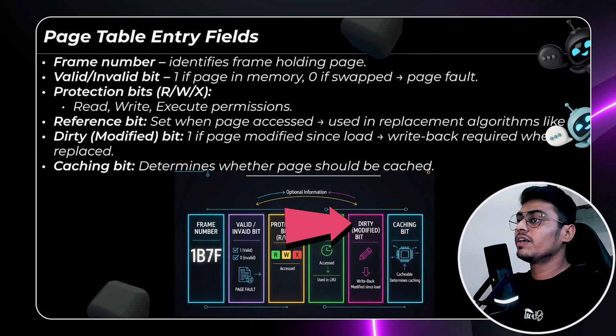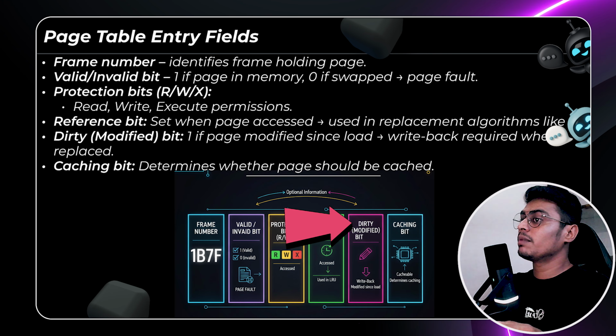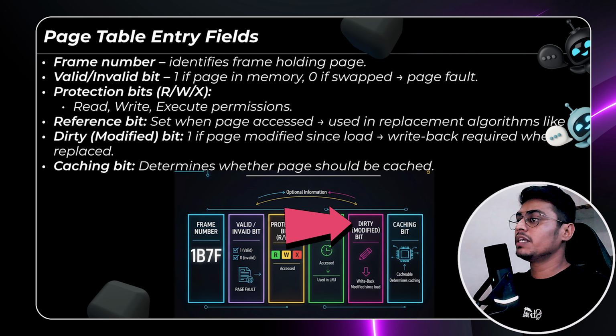This bit indicates whether the page has been modified since it was loaded into memory. When a page is first loaded, this bit is 0. If the CPU writes to the page, this bit is set to 1. This information is crucial when the page needs to be swapped out. If the dirty bit is 0, we don't need to write the page back to secondary storage. If it has changed, the dirty bit is 1, and we must write the updated page back to maintain data consistency.